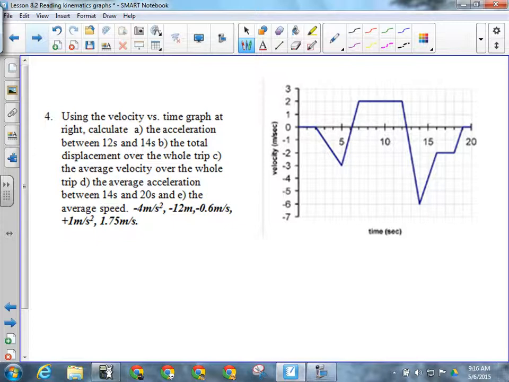All right, we'll try this one together here. So this is a velocity versus time graph. Okay? And it wants to know the acceleration between 12 and 14 seconds. Okay, so here's 12. Okay, there's where 12 seconds is, and here's where 14 seconds is. All right, so we do have a straight line, okay, an angled straight line. Can I get the acceleration from that line? What do I need to calculate about that line?